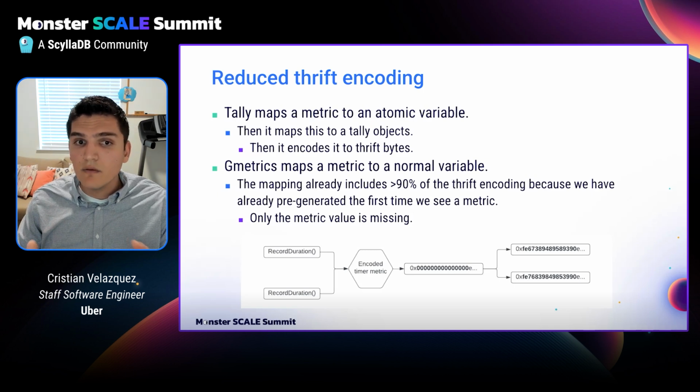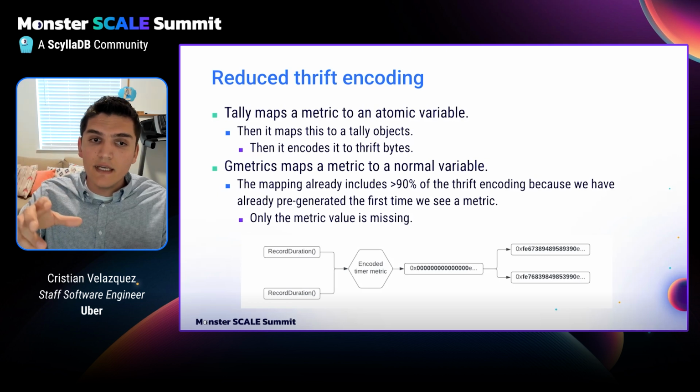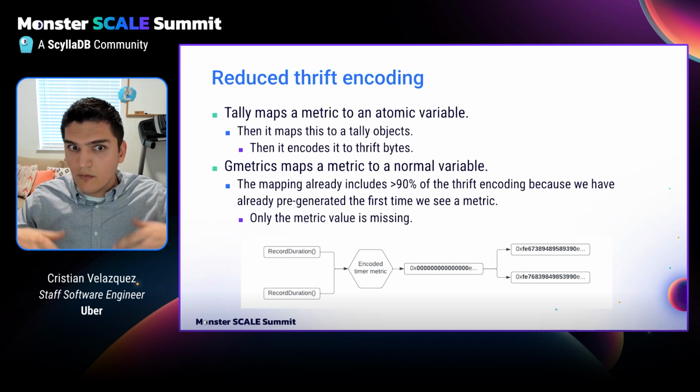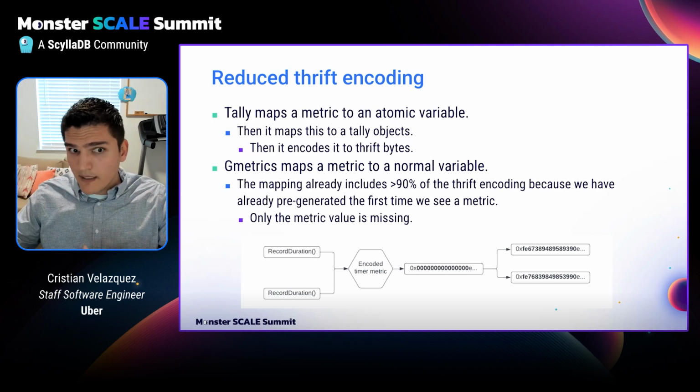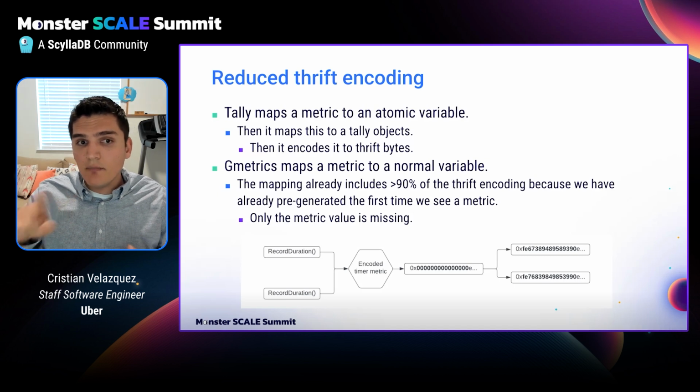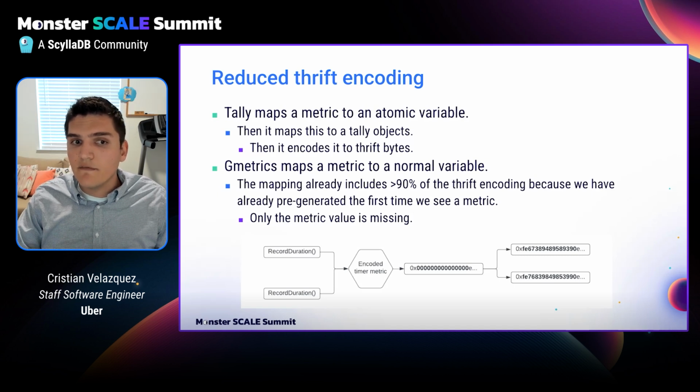to Tally objects, which is basically when you create the Thrift file, you do some code generator that is going to give you some Go file with how you are going to map from Go to Thrift bytes. So then you do this first mapping to Tally objects, and then you do a second mapping to Thrift bytes.